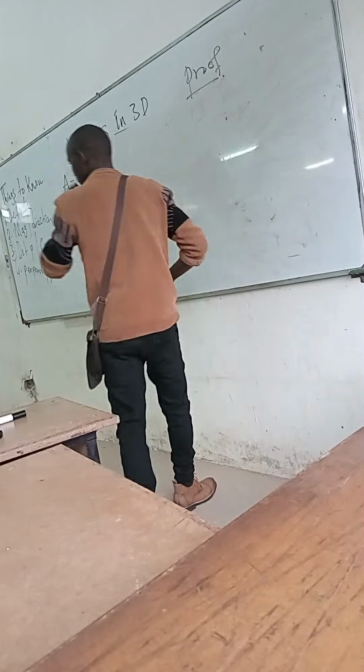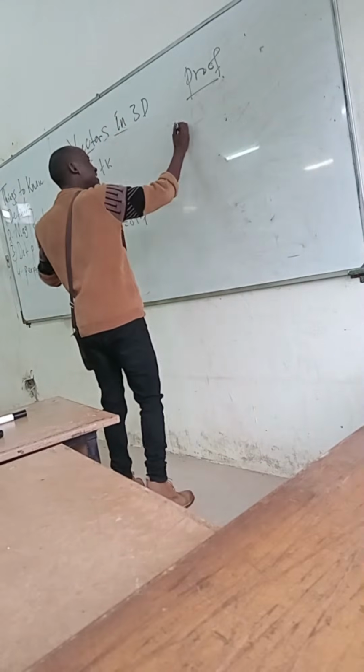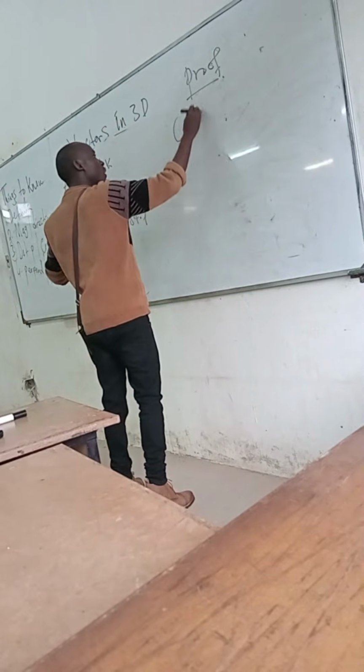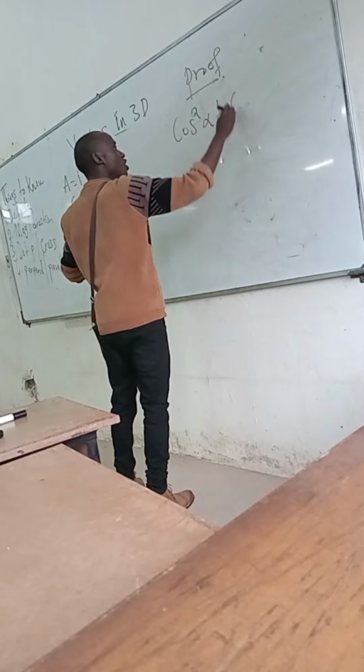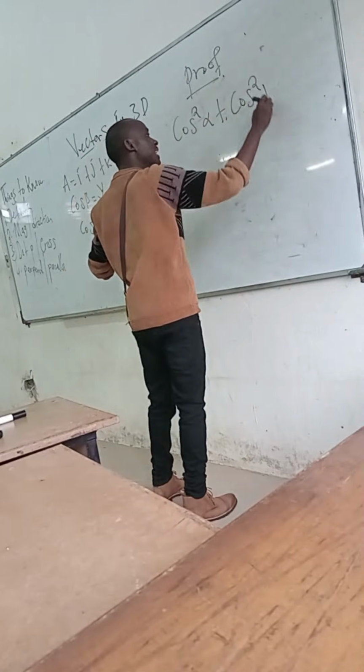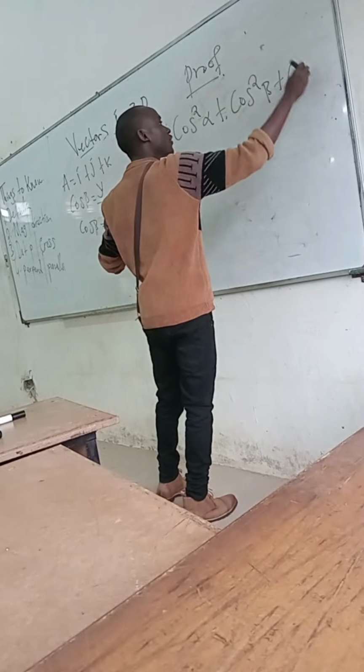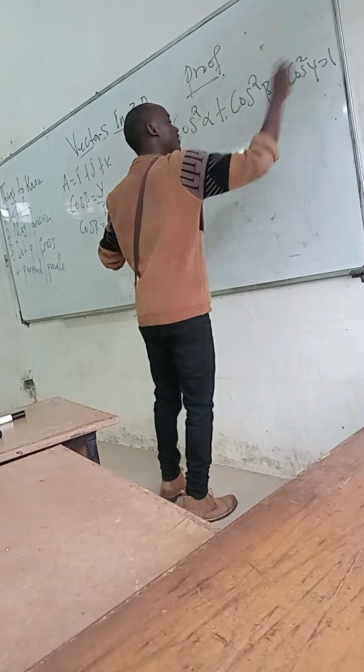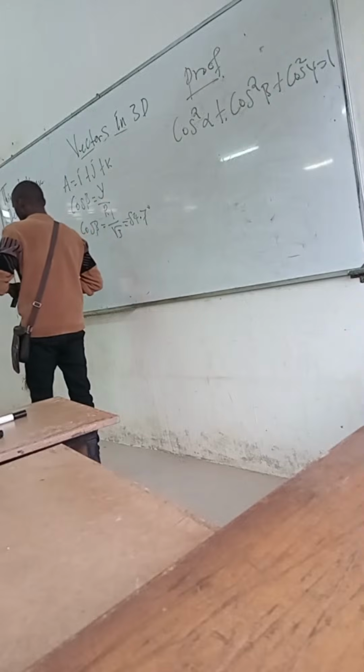Prove that cos squared alpha plus cos squared beta plus cos squared gamma equals 1. 3 marks.